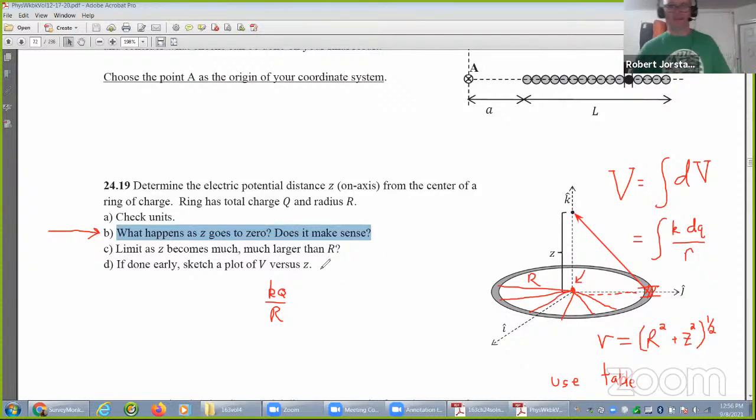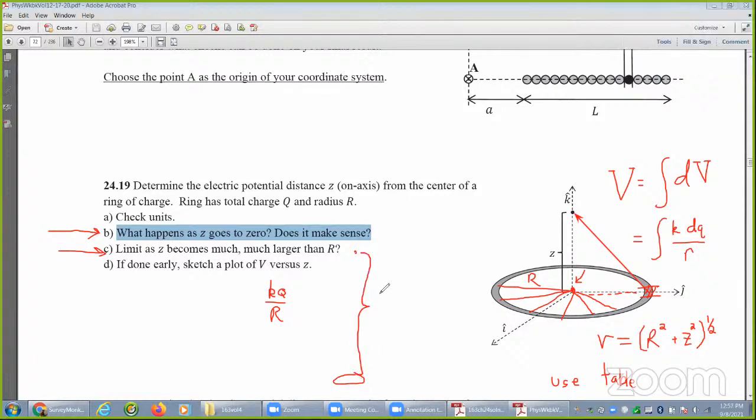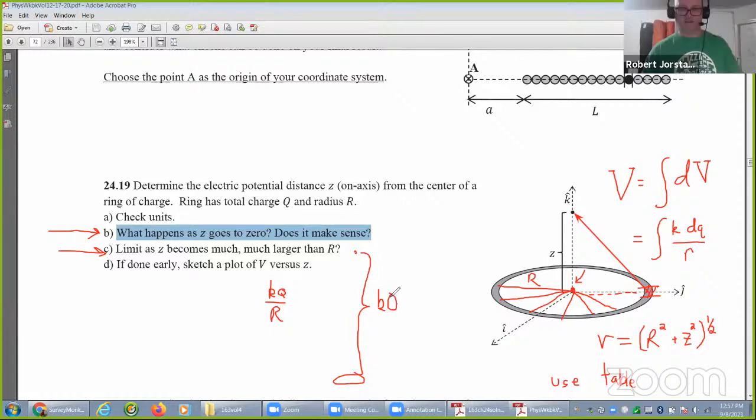Isn't that wild though? And then, okay, what about as Z gets much farther from R? Right? If Z is really big, you're sitting here and you're way up here. What value do you expect to get? You go to 0. Or KQ upon Z, right? Which tends to go to 0. So, right, isn't the ring basically a point charge as you're far away from it?